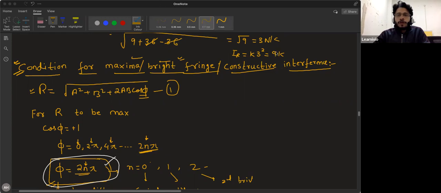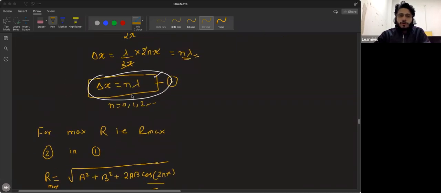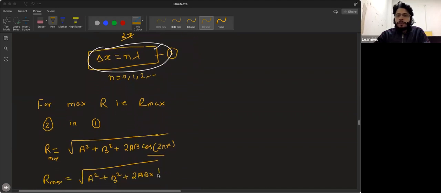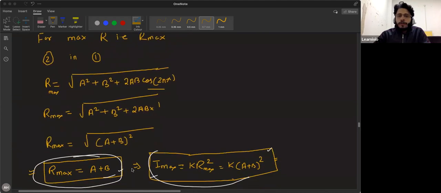And what should be the value of R then? R will be a² plus b² plus 2ab, which is the whole square of a plus b. So for maximum R, you can just substitute cos φ equal to 1. You put φ equal to 2nπ, and cos 2nπ is ultimately 1. So that's (a plus b) whole square. The square cancels the root and you get R max equal to a plus b.